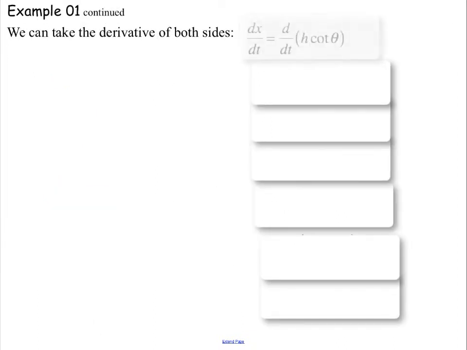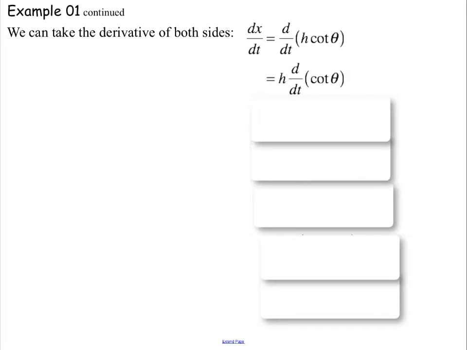Now we can take the derivatives of both sides. dx/dt is d/dt of h cotan theta, but h is a constant, so it comes outside. Cotan of theta is a function of theta, not t, so this is essentially a chain rule. We take the derivative with respect to theta, and then pay for the chain rule by tacking on the derivative of theta with respect to t, which is what we want anyway.